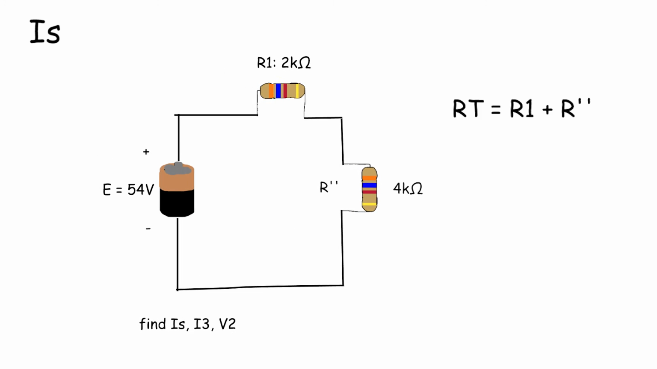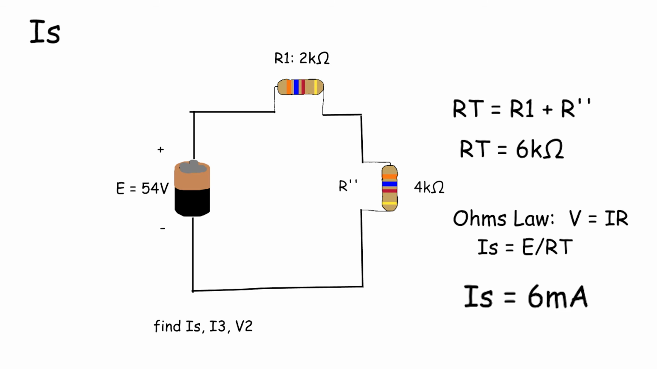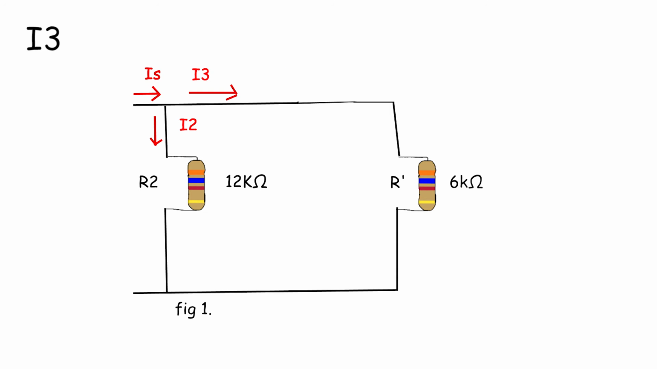We can add these up and find R total. And to calculate the source current, we apply Ohm's law. Simple. To calculate I3, it's a little bit trickier. Firstly, we know that the current through I1 will be equivalent to I source, as the current in series is the same.